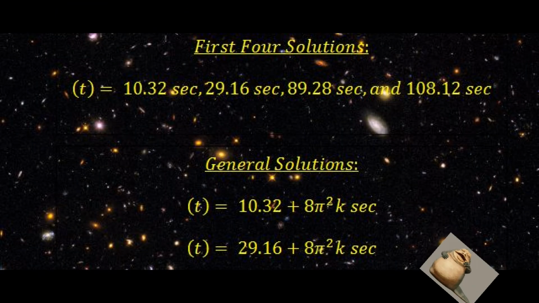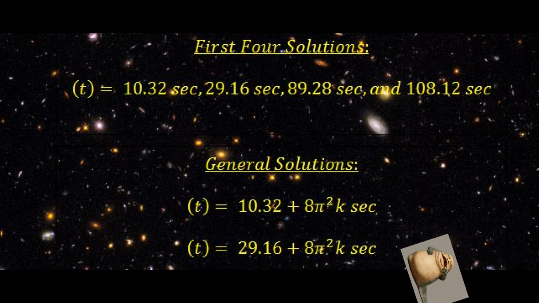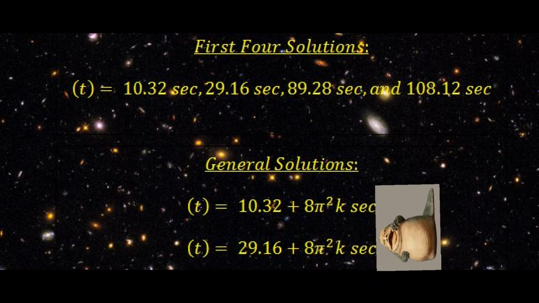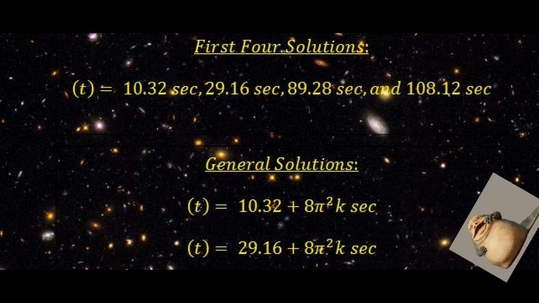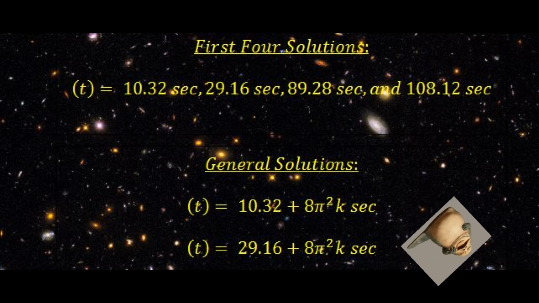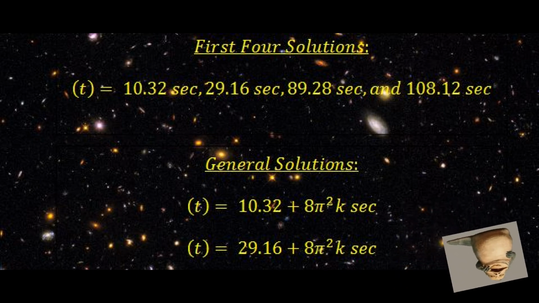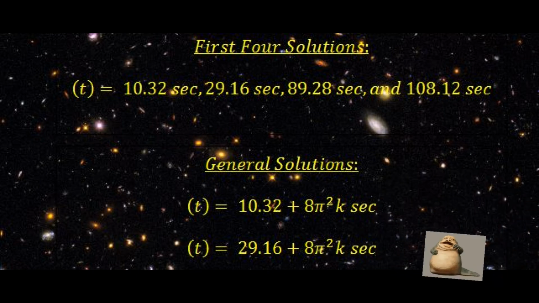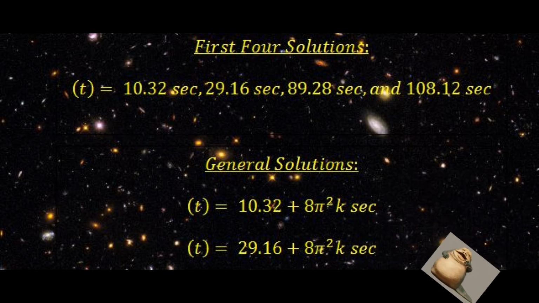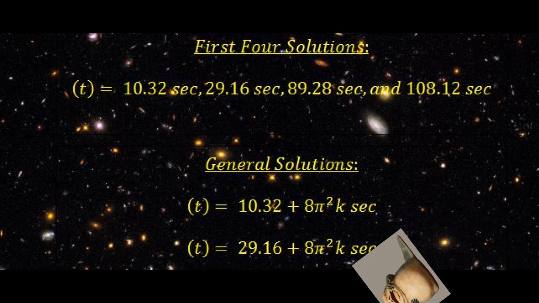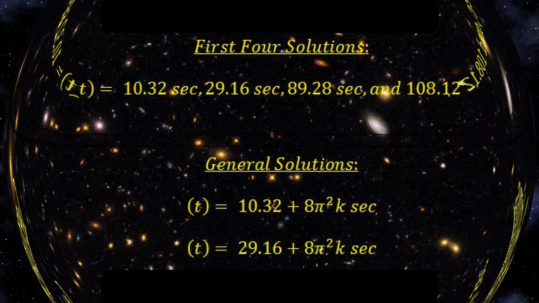For our general solutions, we took the two lowest values and added the period values onto them according to the rules for finding repetitions in the graph of a sine function. We used 10.32 seconds and 29.16 seconds to find the general solutions of 10.32 plus 8 pi squared times k seconds and 29.16 plus 8 pi squared times k seconds. These general solutions allow us to determine where further shooting opportunities may occur on the graph in case the producers of the movie want to include a longer chase scene.